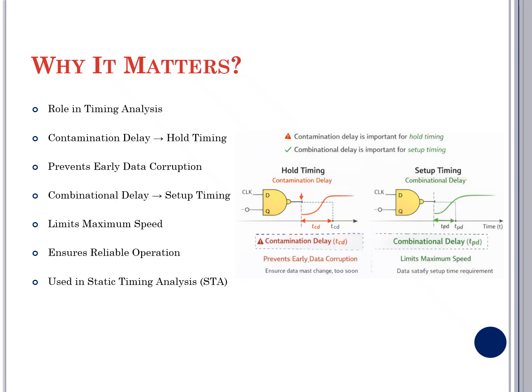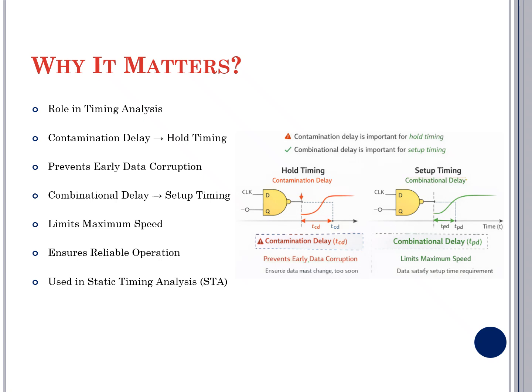So contamination delay is very important because it ensures that data does not change too early. It protects the stability of previous data right after the clock edge. Contamination delay prevents early data corruption. Now let's talk about the combinational delay. Combinational delay determines how late the data can arrive before the next clock edge. If this delay is too large, data will not reach the flip-flop in time. This leads to a setup time violation.